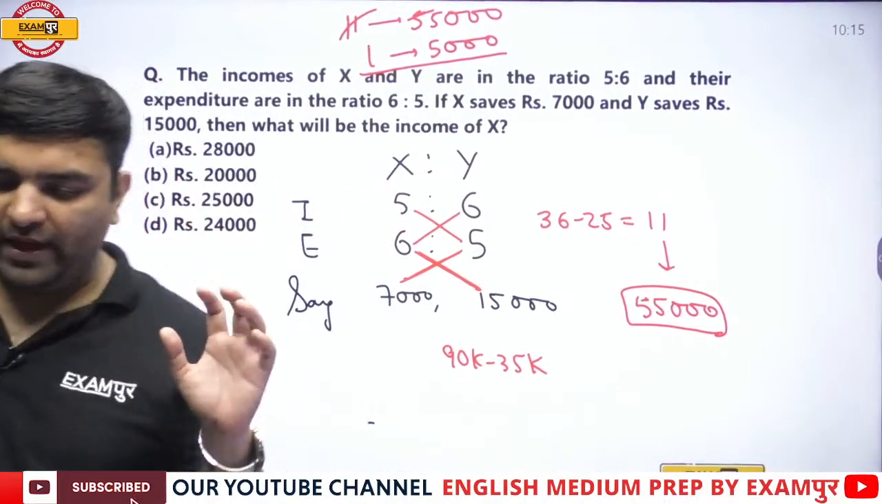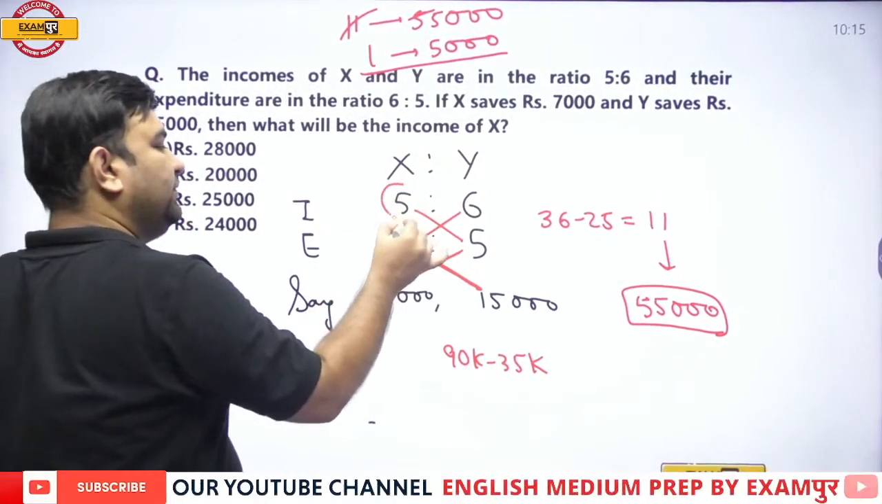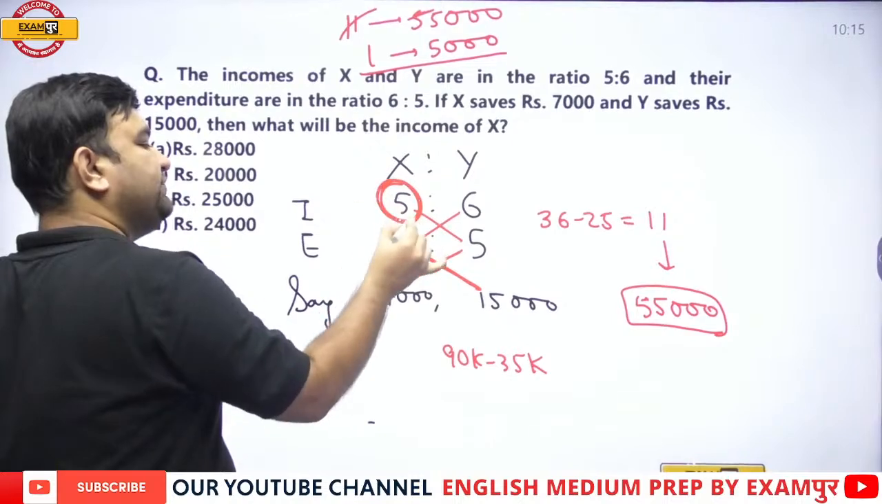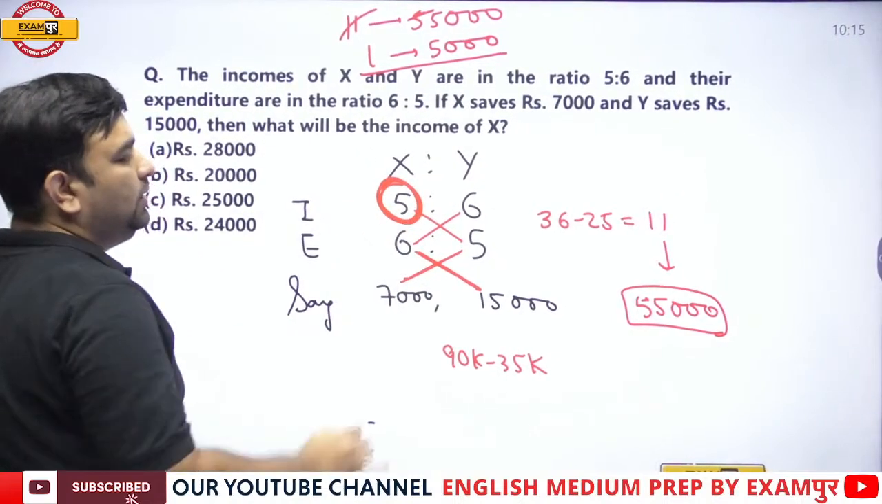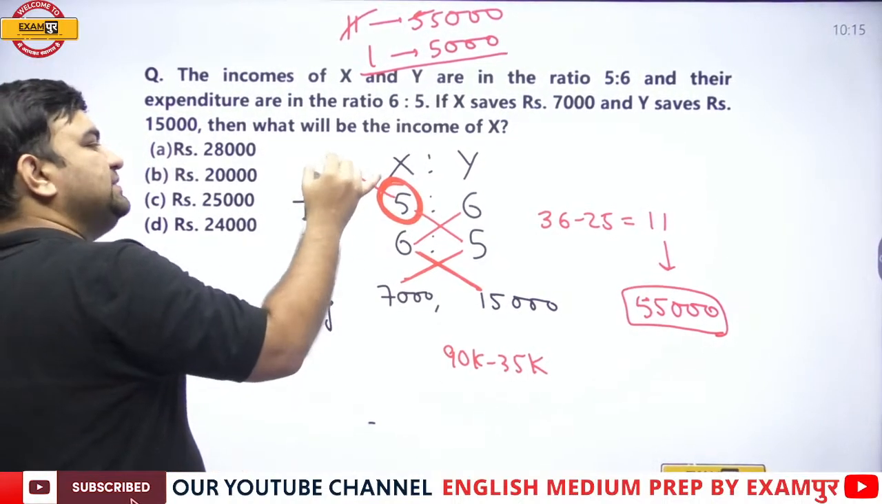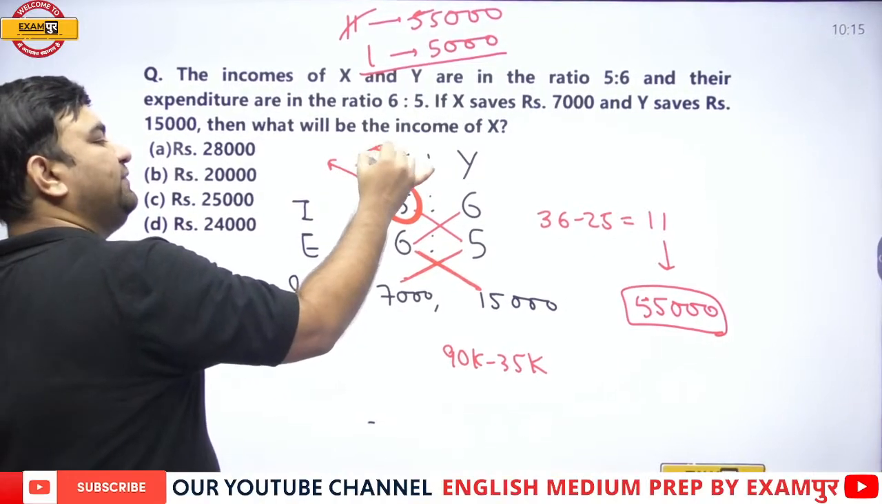What is the income of X? Income of X is 5. So if 1 is 5,000, 5 is 5 into 5, that is 25,000.